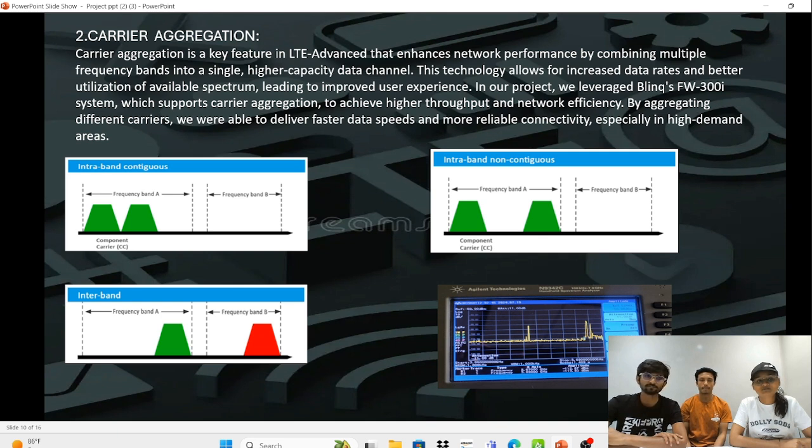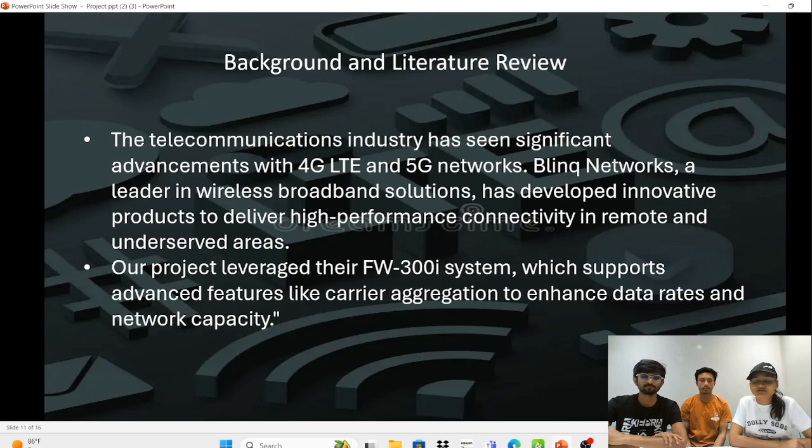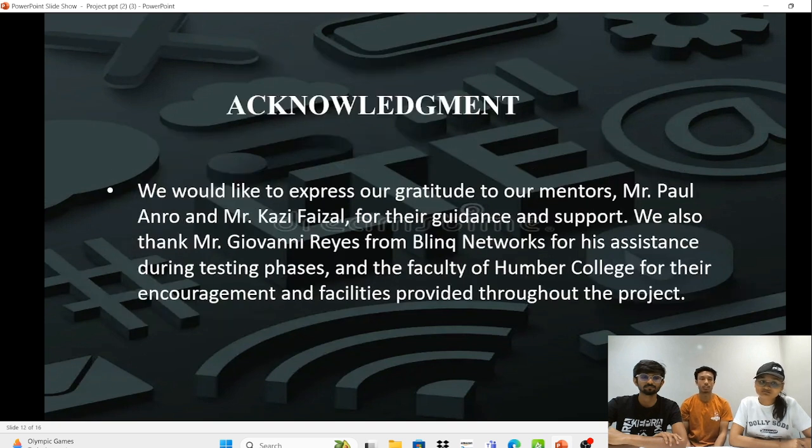This project provided us with invaluable hands-on experience in LTE network deployment and analysis. It effectively bridged the theoretical concepts with practical applications, preparing us for careers in wireless communications. Looking ahead, we aim to further optimize the network and explore advanced features like 5G integration and RF optimization techniques. This project not only improved LTE infrastructure at Humber College and the Markham office, it also equipped us with industry-relevant skills in wireless network deployment and optimization.